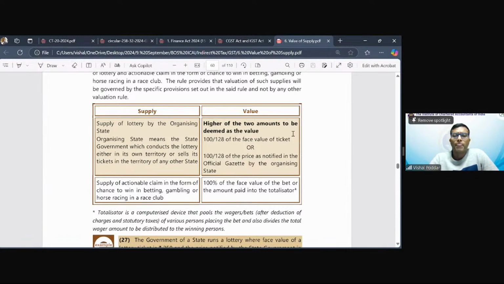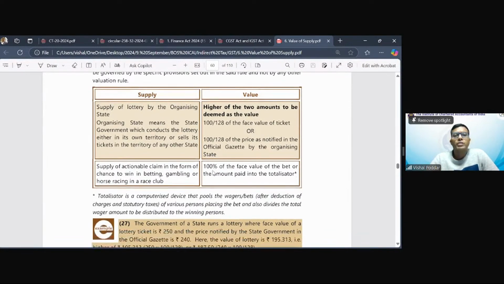Now, what is the value? Higher of the two amounts to be deemed to be the value: 100 upon 128 of the face value of ticket, or 100 upon 128 of the price as notified in the official gazette by the organizing state. Now, this is what is the value. Practically, it is always 100 upon 128 of the face value of the ticket because there is no price which is guaranteed on any ticket.